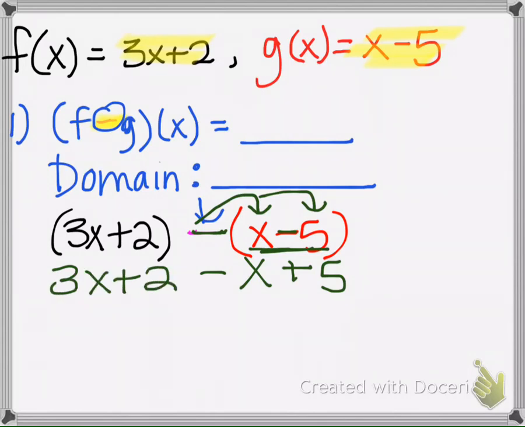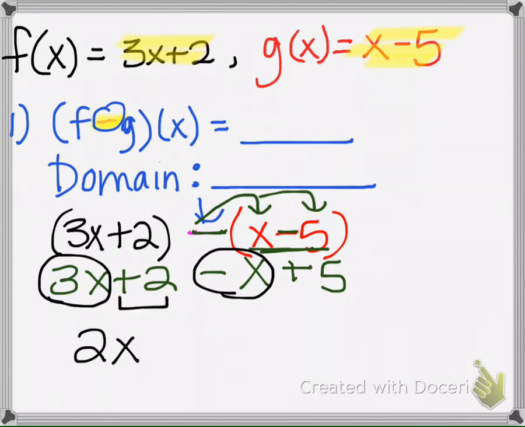And we are going to combine it now with 3x plus 2, so we're going to combine the like terms. 3x minus x is 2x, and then a positive 2 and a positive 5 make positive 7. So our answer is 2x plus 7.